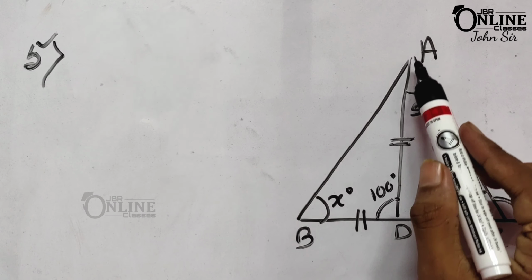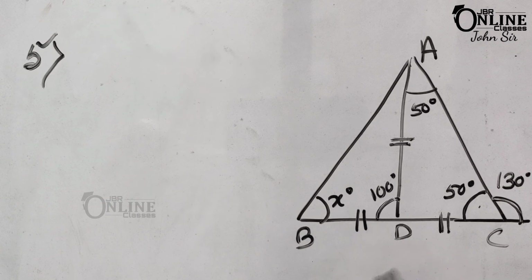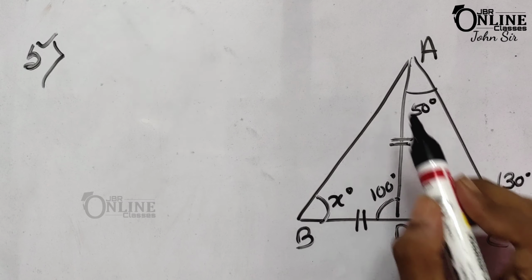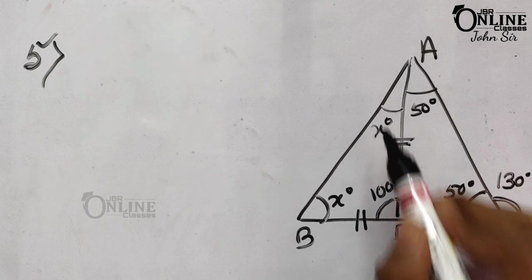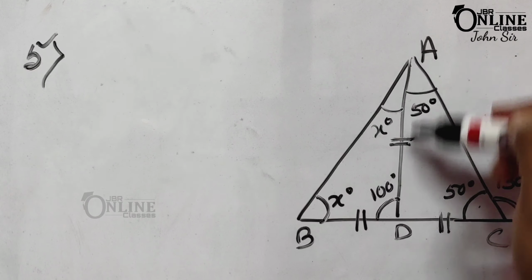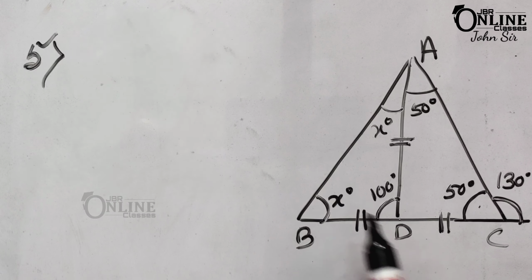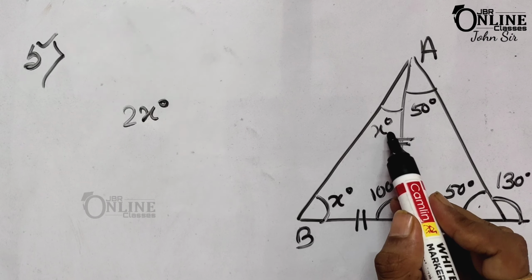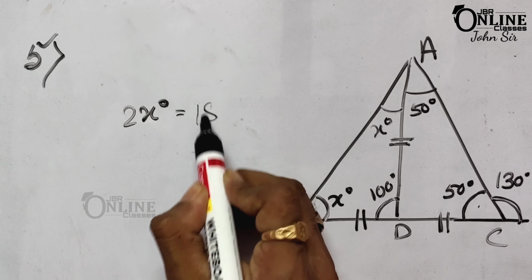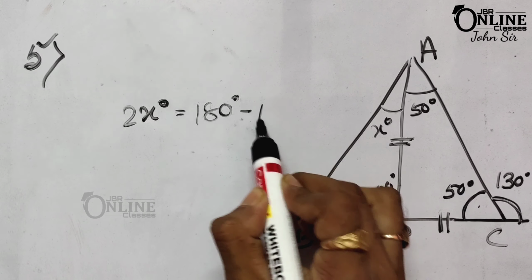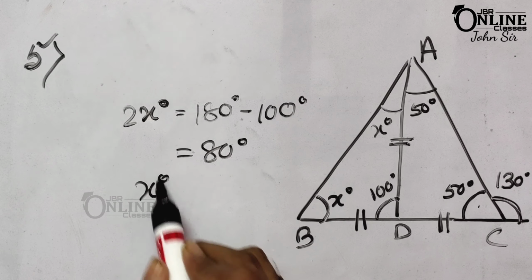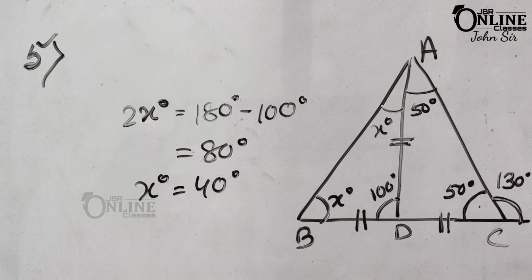Okay, now here in this triangle ABD, this angle equals x and this angle will also be x degrees. Why? As here AD equals BD, so these two equal x degrees, that means x plus x equals 2x degrees, and 2x equals 180 minus 100 degrees, so that equals 80 degrees, then definitely x equals 40 degrees as your answer.